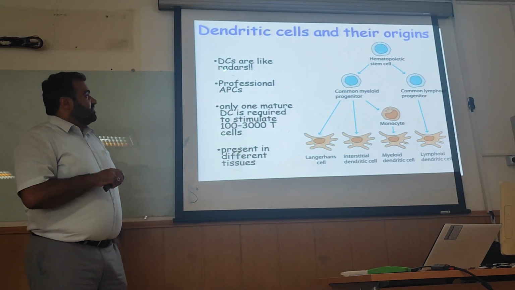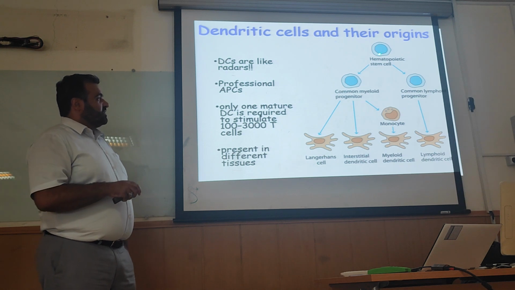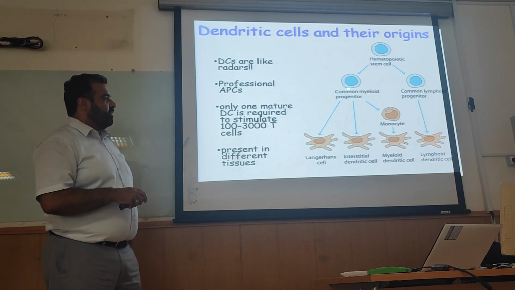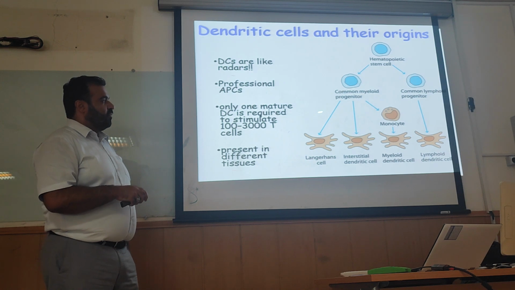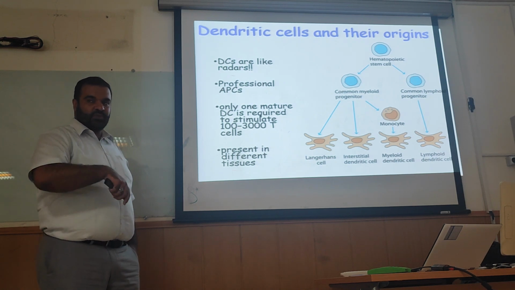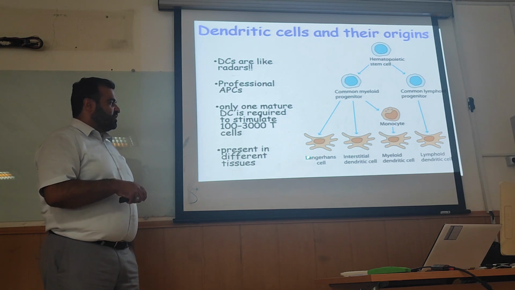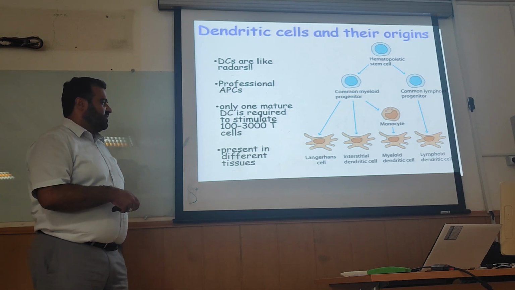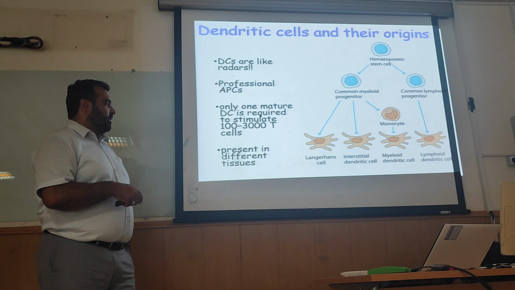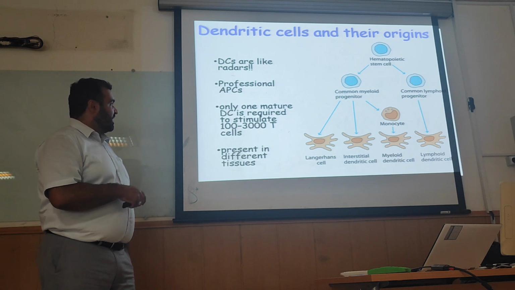Right, the other cells, dendritic cells. If you remember the hematopoietic stem cell, we have myeloid or lymphoid, and we can have dendritic cells from both. You remember lymphoid progenitors as well as myeloid. And based on which tissue the dendritic cells are in, they are named differently. Langerhans cells, lymphoid dendritic cells, we can have.